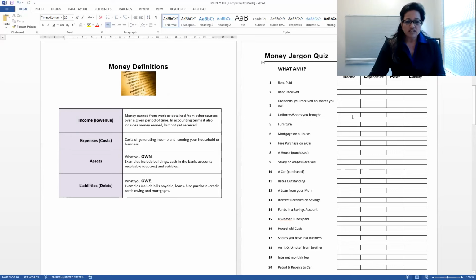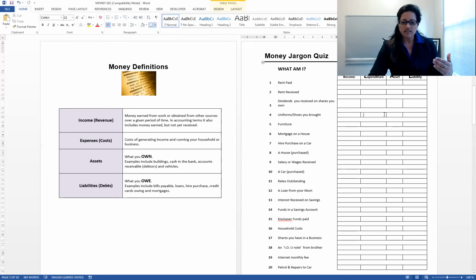As you know from the definitions, income is money we earn, so it's definitely not an income. It's not money we've earned. Expenses are costs of generating income and running your household. Uniforms could be considered a cost of generating your income. There's assets, what you own. So you could think, okay, well, uniforms and shoes are what we own. So at the moment, we're ticking two bits, expenditure and assets.